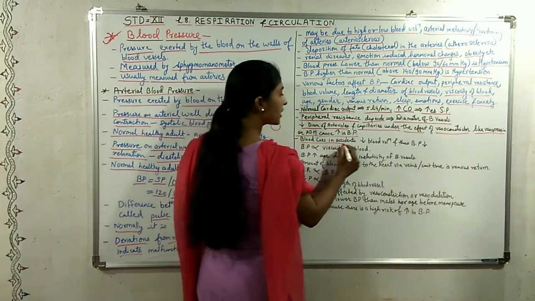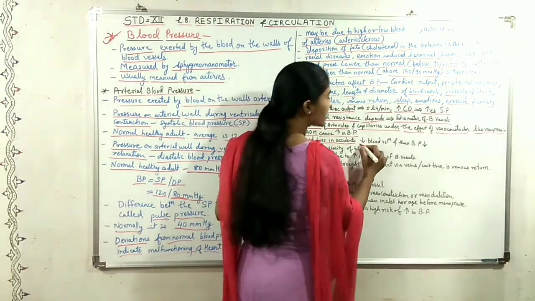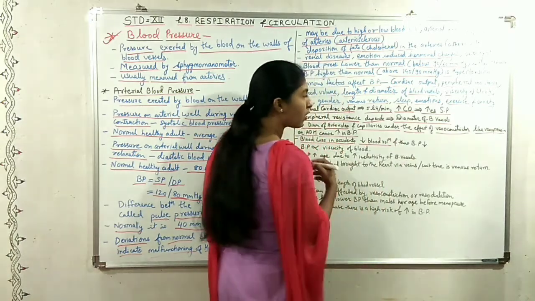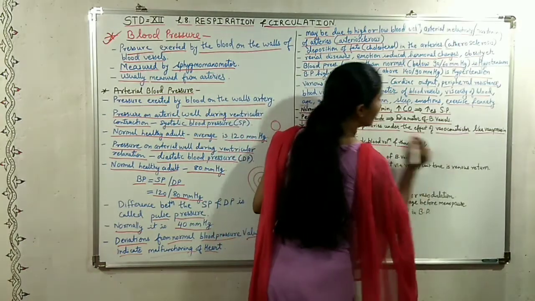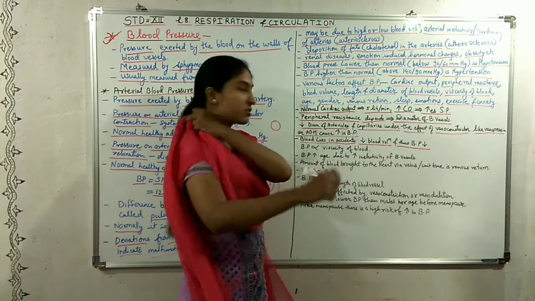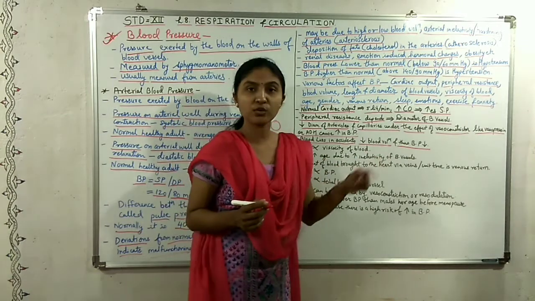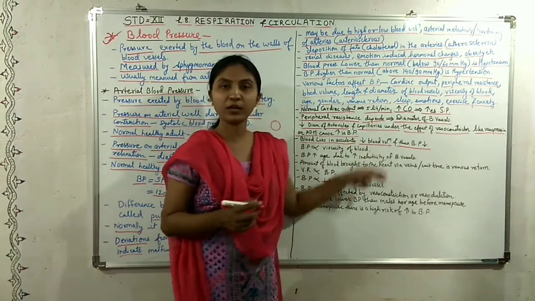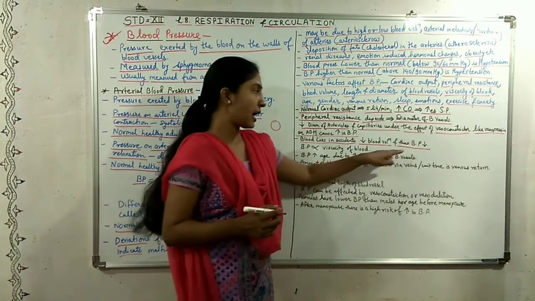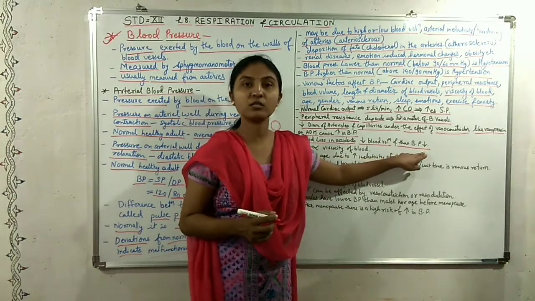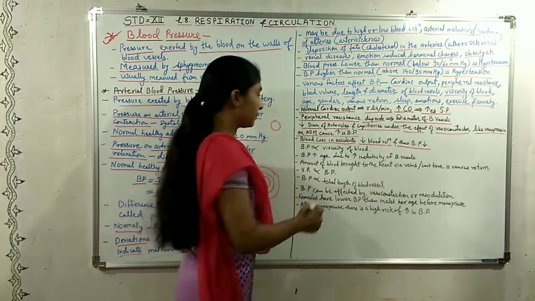Blood loss in accidents decreases blood volume, and thus the blood pressure also decreases. When there is a blood loss during accidents, the volume of the blood in the body also decreases, and this causes the decrease in blood pressure.